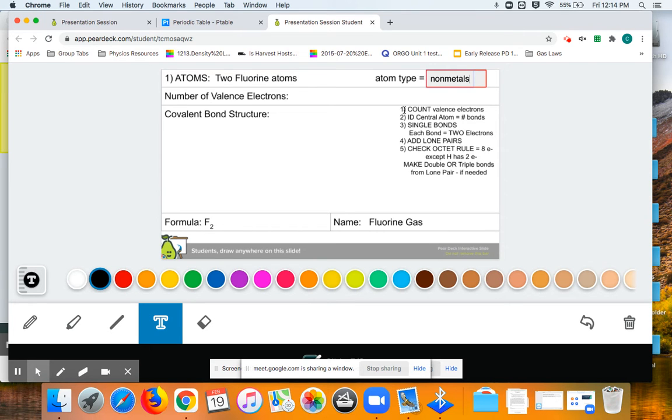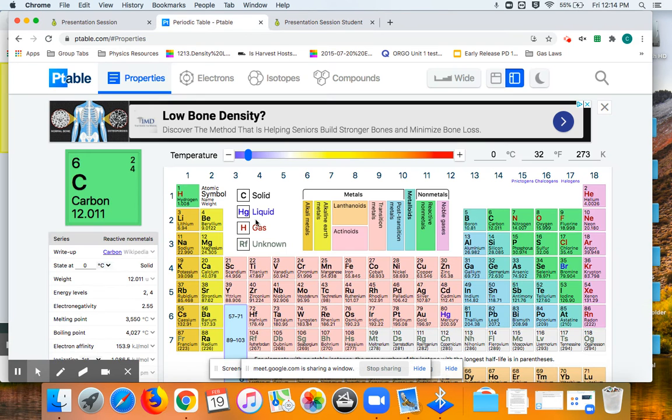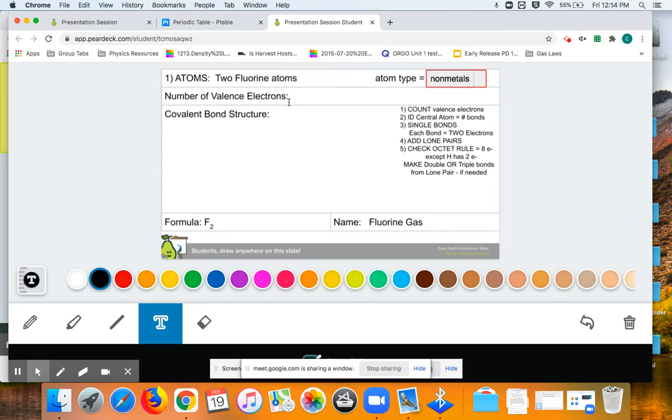Next is the number of valence electrons. So this is step number 1, count the valence electrons. So I have 2 fluorine atoms. I need to go to the periodic table and find F. So F is located here. If I count the columns, 1, 2, 3, 4, 5, 6, 7, fluorine is in the 7th column. So my number of valence electrons is going to be 7 for one of them. And then plus 7, because I have 2 of them. So this will be 14 total valence electrons.